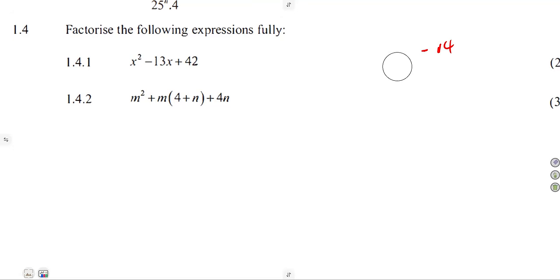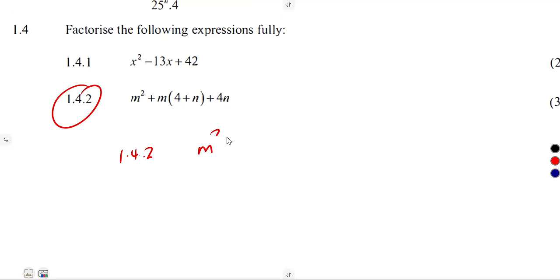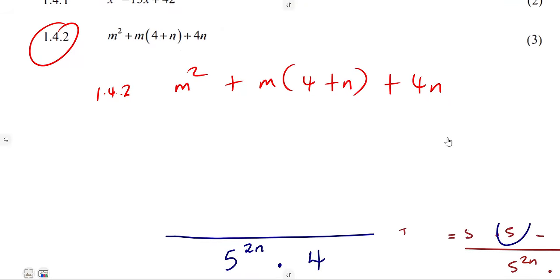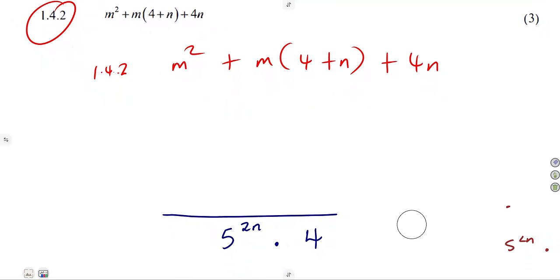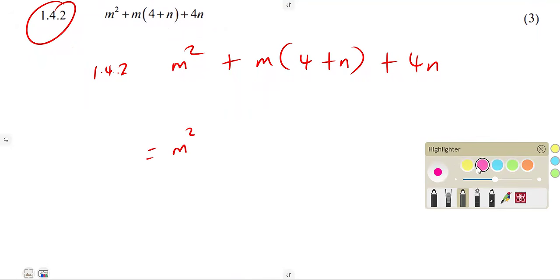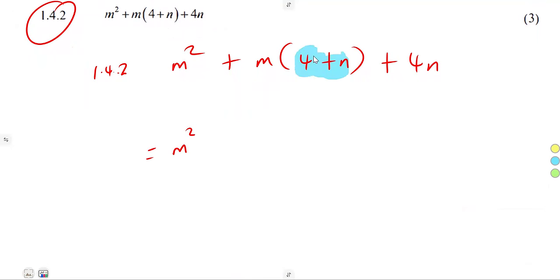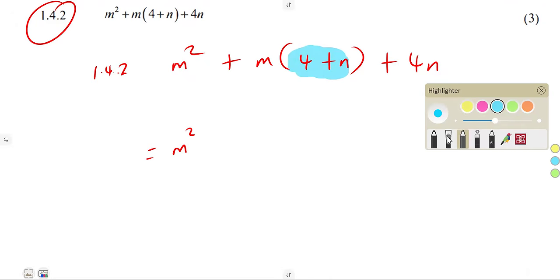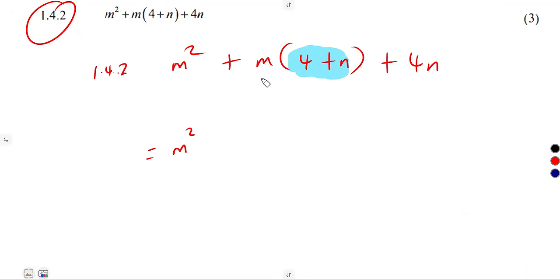Let's consider another one, 1.4.2, where we are given m squared plus m times (4 plus n) plus 4n. All right, what are they trying to say here? Let's see. There's nothing common so far. So let's just try to expand this and see, because there is a bracket there. It can help us if we expand, to see if there's anything common, or if we can have four terms at the end of the day.